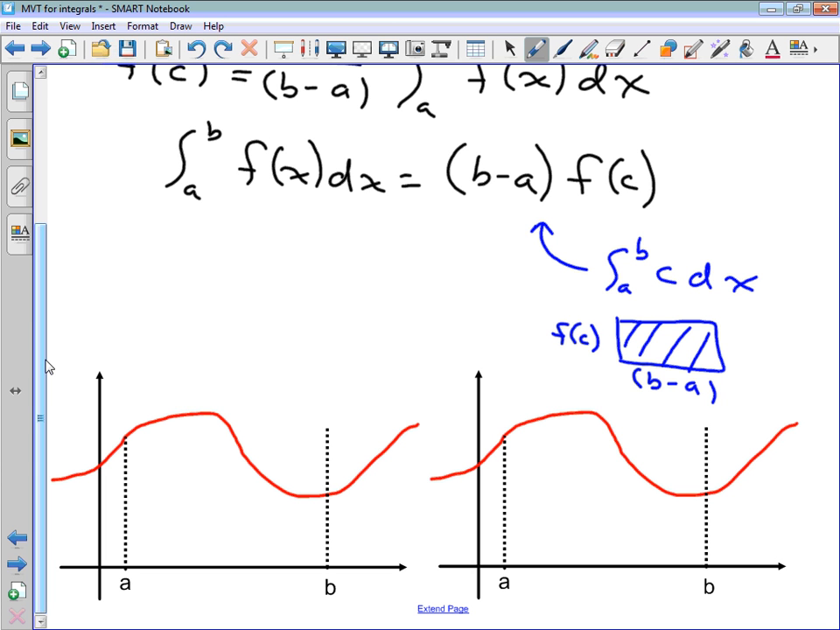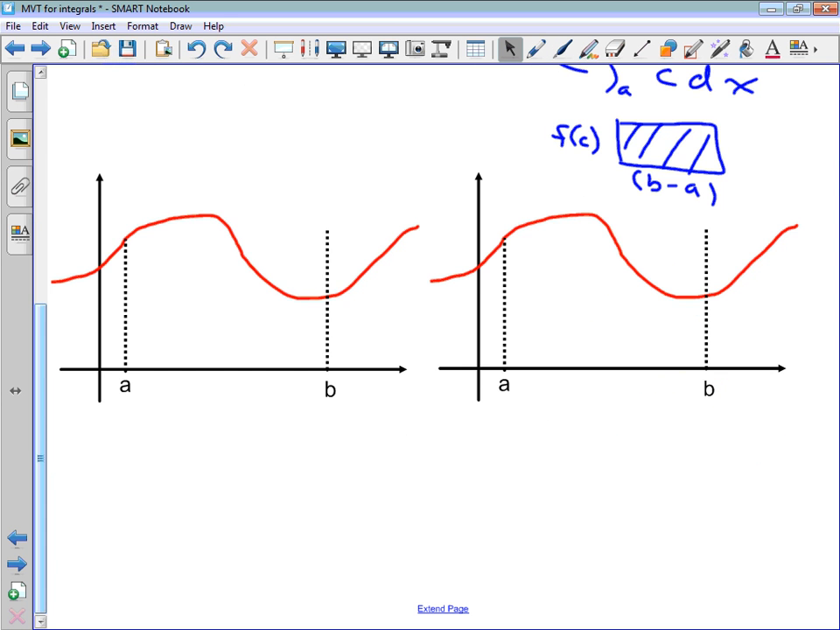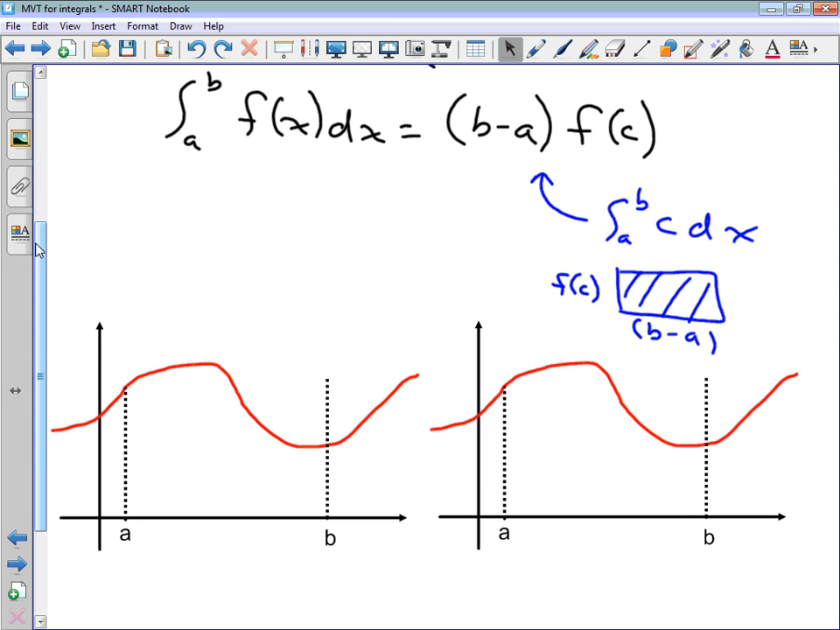The left side is telling us that what we want is the area under the curve from a to b. So if this is our function f of x, we want to find the area under here. The mean value theorem says that someplace on this interval, there's going to be some value c where the function takes on that mean value. I'm going to put c right here. There's some point where this function takes on the value f of c.